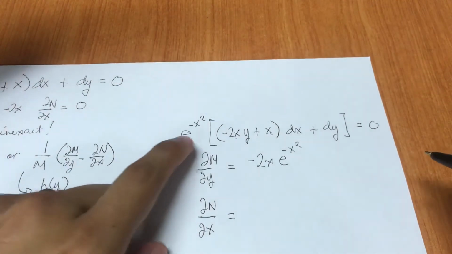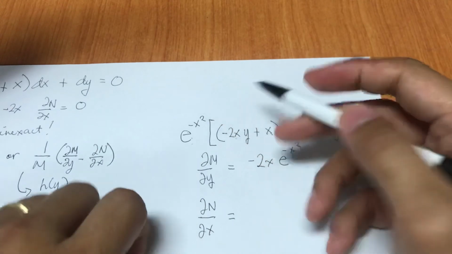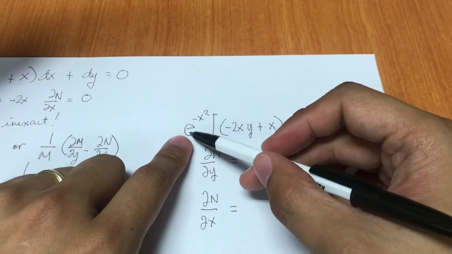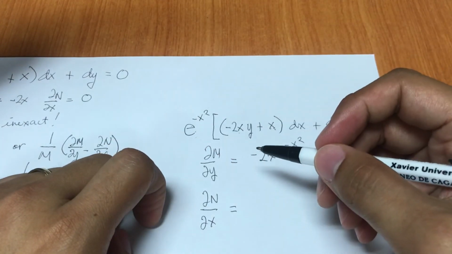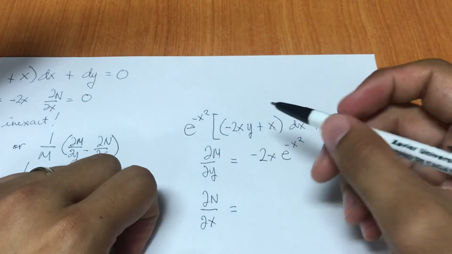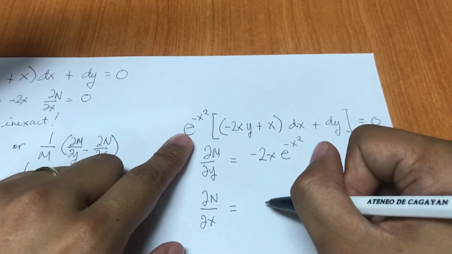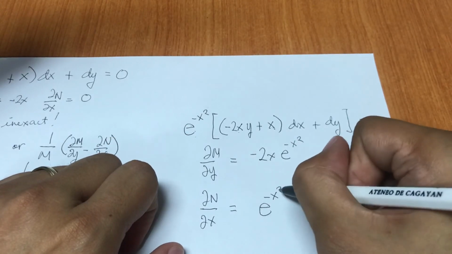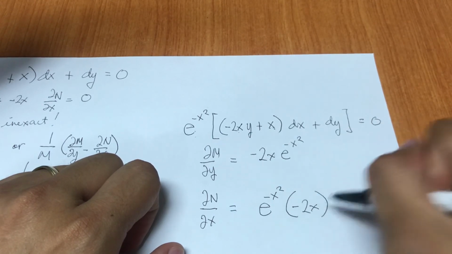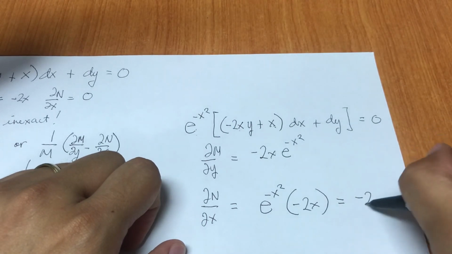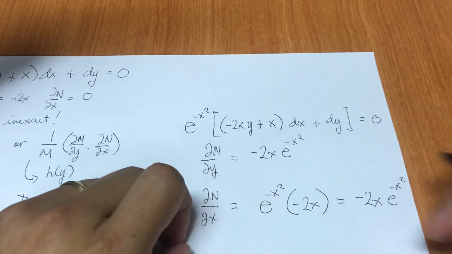Partial of n. So, partial derive na with respect to x. So, this is a composite function. So, how do we differentiate a composite function? Chain rule. Okay. So, e, just copy this one kay exponential function, e to the power of negative x squared. Then, derive again this one, negative 2x. Therefore, the answer is negative 2x e to the power of negative x squared. Okay, so pareha silang duha, no?